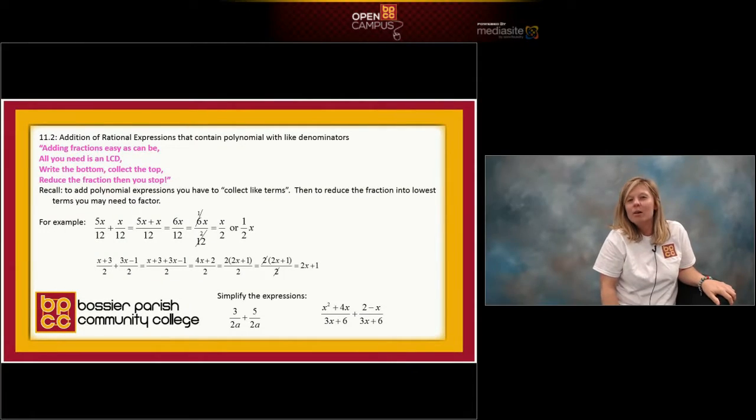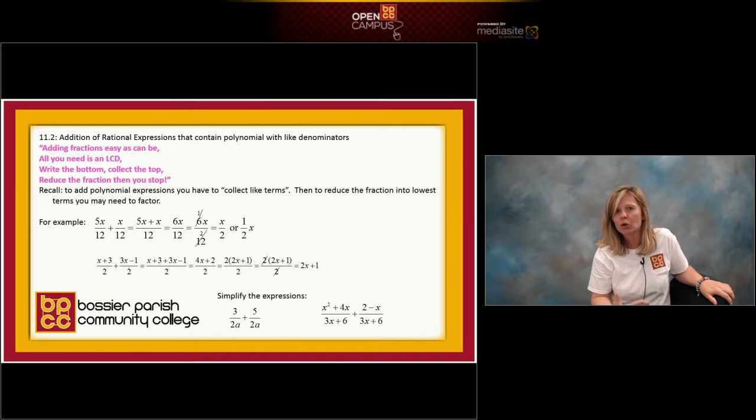Okay, now that we know how to add fractions that are numbers, it does not change when our fractions are now algebra expressions. And this is important. The rule does not change because we're doing algebra. The song stays the same.